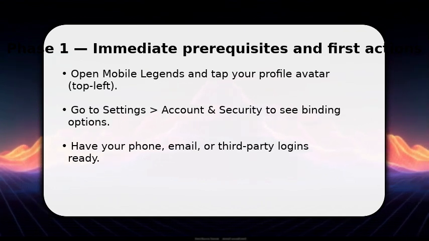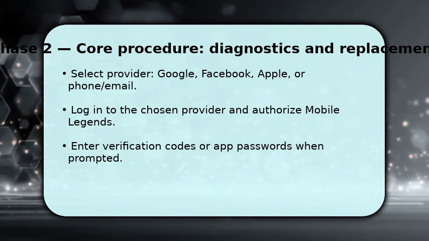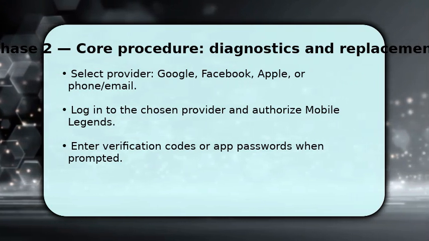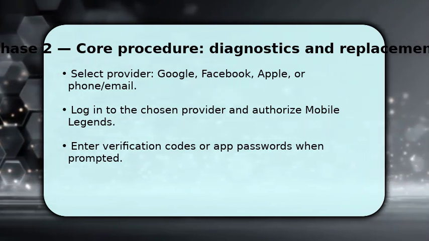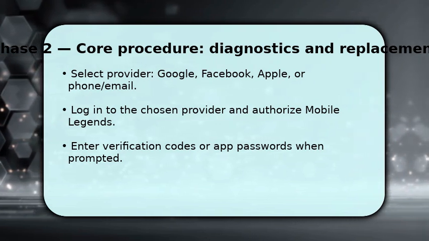You now pick the provider you want to bind, Google, Facebook, Apple, or a phone/email option, and tap it. After selecting, log into that provider and grant Mobile Legends permission.